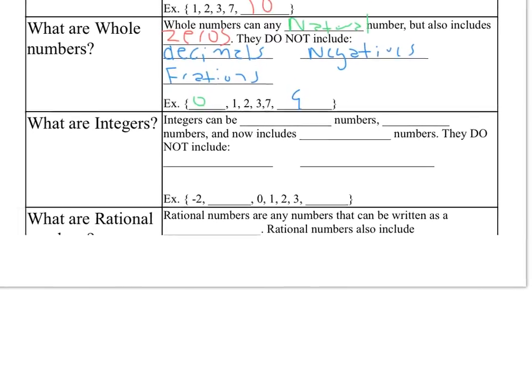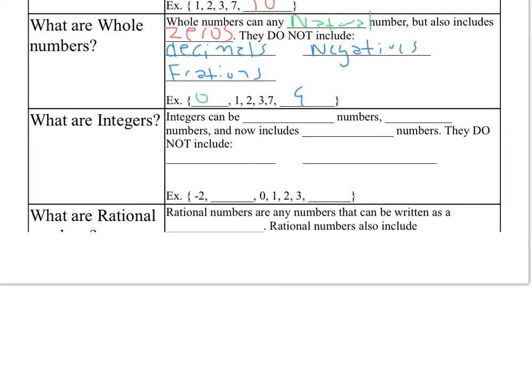So let's keep moving. What are integers? So integers can be any whole number. They can also be any natural number. Okay, and they also now include negatives. Negative numbers. Okay, they do not include fractions, and they do not include decimals.